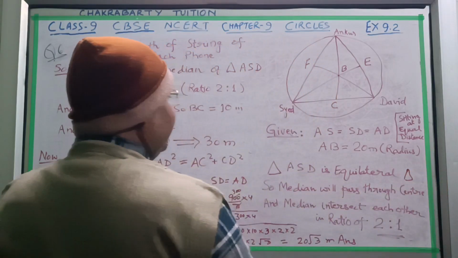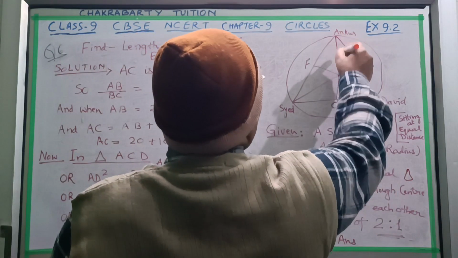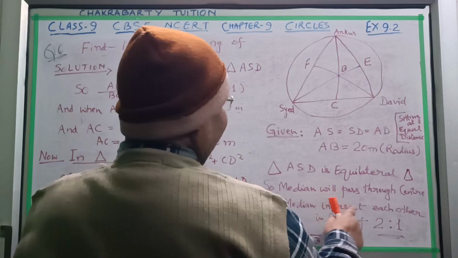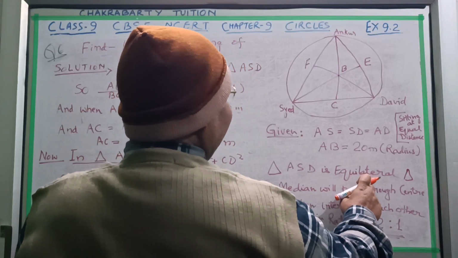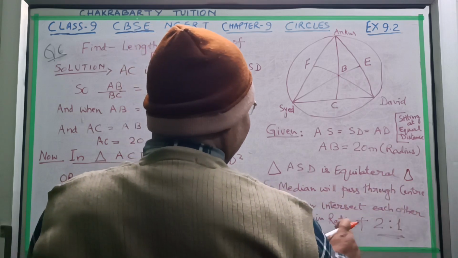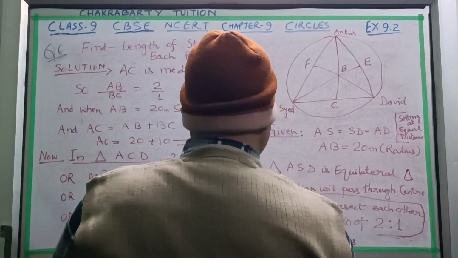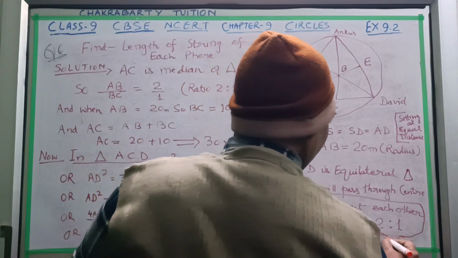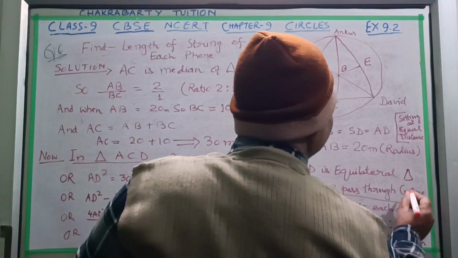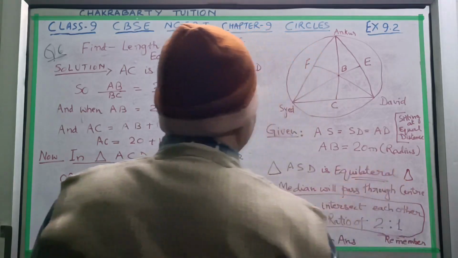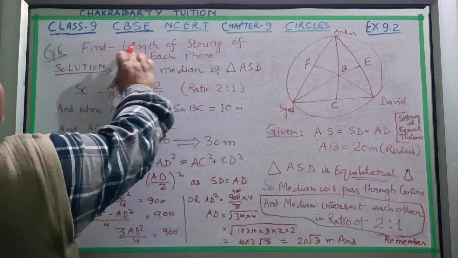So in case of an equilateral triangle, all medians always pass through the center, and the medians intersect each other in the ratio of 2:1. These 2 points you have to keep in mind. In an equilateral triangle, medians intersect each other in the ratio of 2:1. This is the important thing you have to keep in your mind. Always remember it, but it is in case of an equilateral triangle. Okay, now we are solving the question. You have to find out the length of string of each phone.